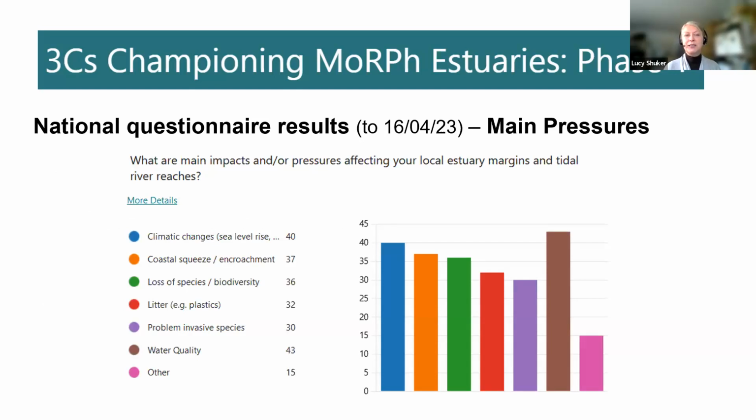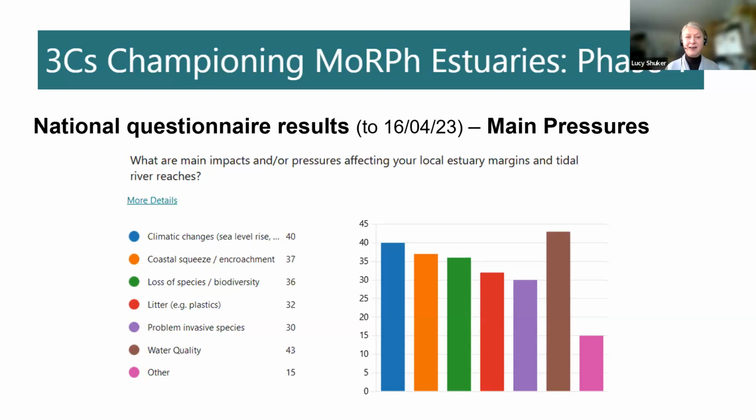In terms of the results, I've just picked out a couple of headlines that we were really interested in, finding out what people perceived were the main pressures relevant to their work in their parts of the country. And you can see that leading the way for most people has been water quality, which is really understandable, especially because of all the awareness about the discharges that are going into our water networks at the moment, coming downstream or maybe coming upstream if you're in transitional waters, but closely following after the water quality are the combined pressures of the climatic changes, like sea level rise, and also coastal squeeze and encroachment perhaps from development.